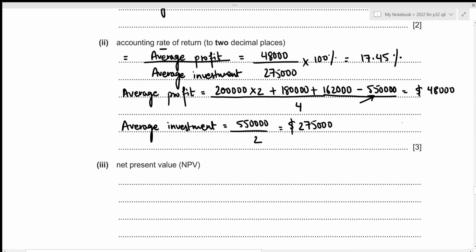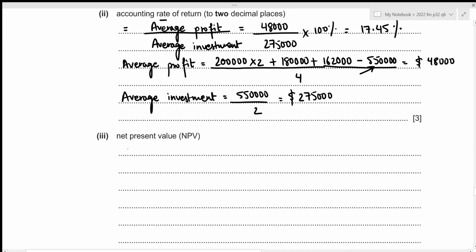Okay, now for the third part of this question, we need to calculate the net present value. The number of years is just going to be 0, 1, 2, 3, and 4. Then let's write down our cash flows. So at time 0, our cash flow is just going to be the initial investment, which is an outflow, right? And in order to represent that outflow, I'm just going to write that amount in a bracket. So that will be 550,000 in a bracket.